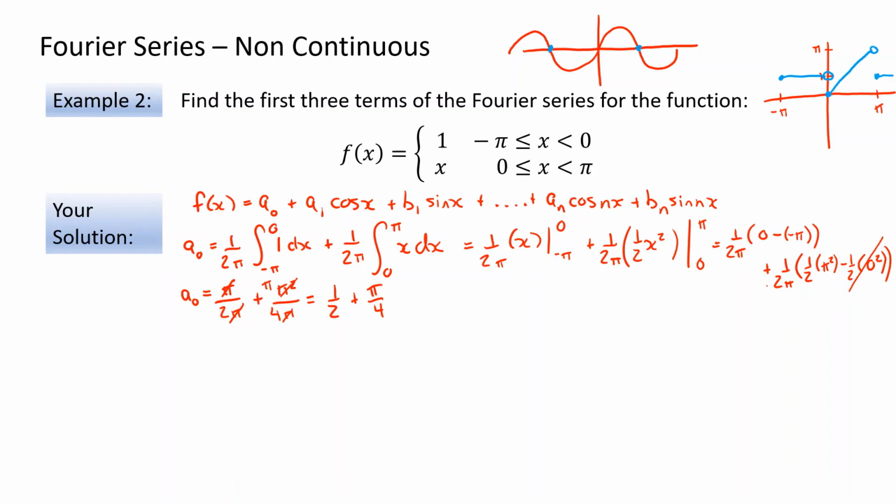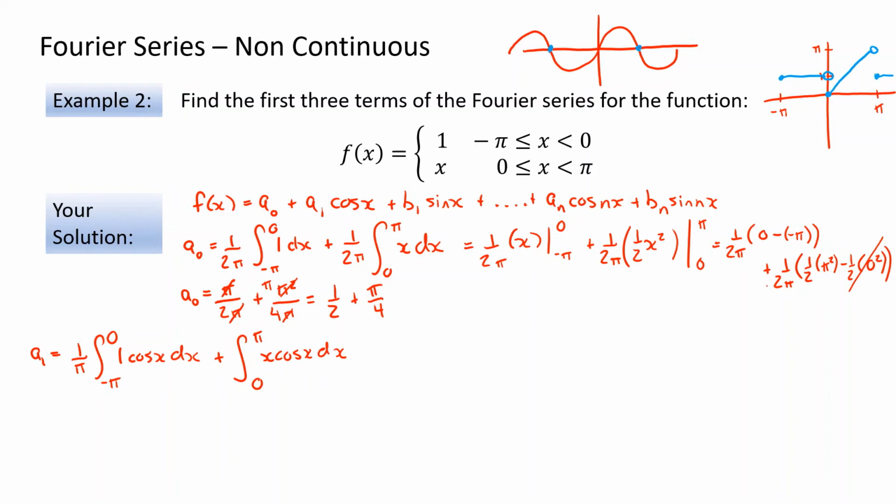Our next term, a1, remember, we break this up into two integrals. We have 1 over pi times the integral from negative pi to 0 of the first f of x, which is 1, times cosine of x. I'll remove that bracket so it's not confusing. Cosine of x dx, plus the integral from 0 to pi of, in this case, f of x is x, so x cosine of x dx. So the first integral is simple.